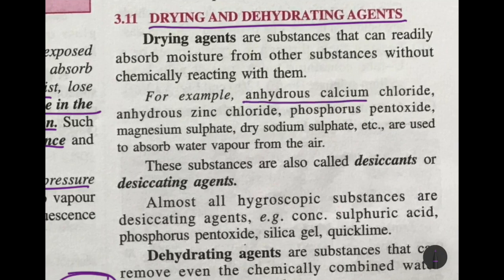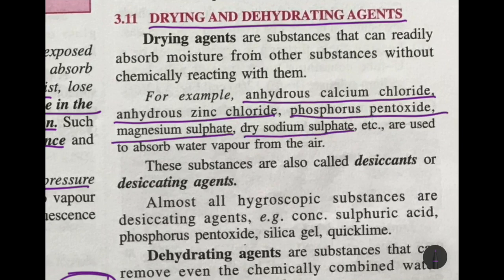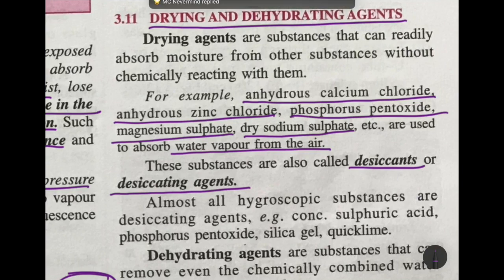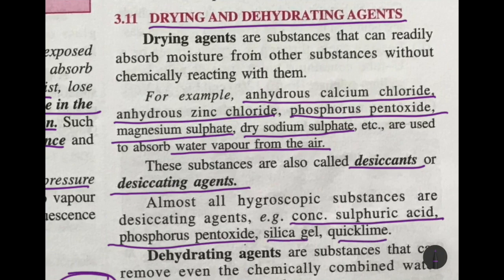For example, anhydrous calcium chloride, anhydrous zinc chloride, phosphorus pentaoxide, magnesium sulfate, and dry sodium sulfate are used to absorb water vapor from the air, and these substances will not react with water vapor from the air. So these substances are known as desiccants or desiccating agents, which absorb moisture from the air. Almost all the hygroscopic substances we just talked about are desiccating agents, like concentrated sulfuric acid, phosphorus pentaoxide, silica gel, and quicklime.